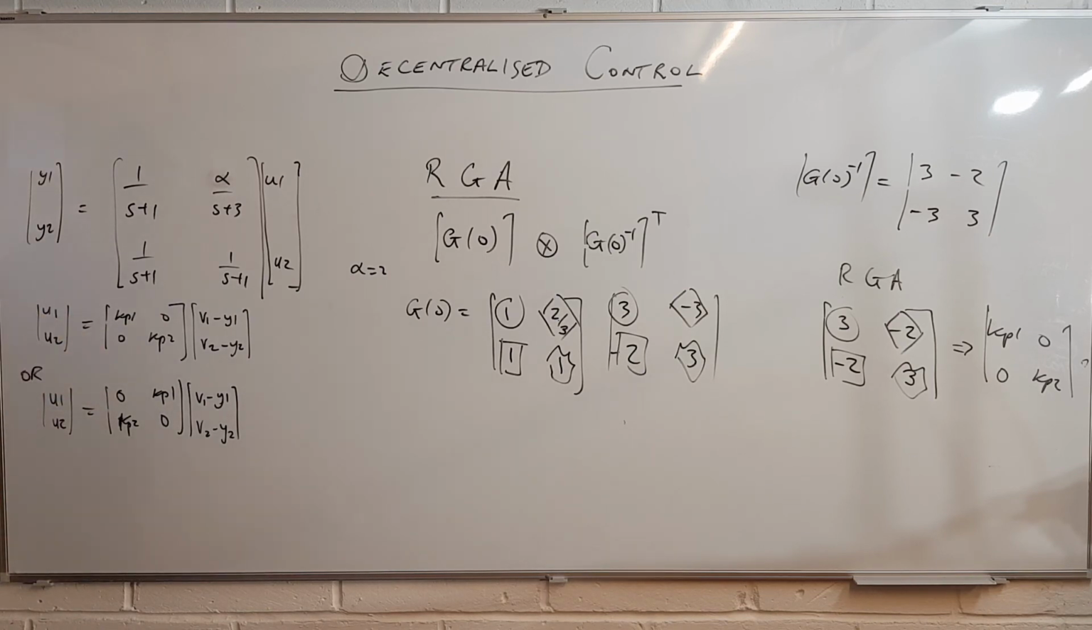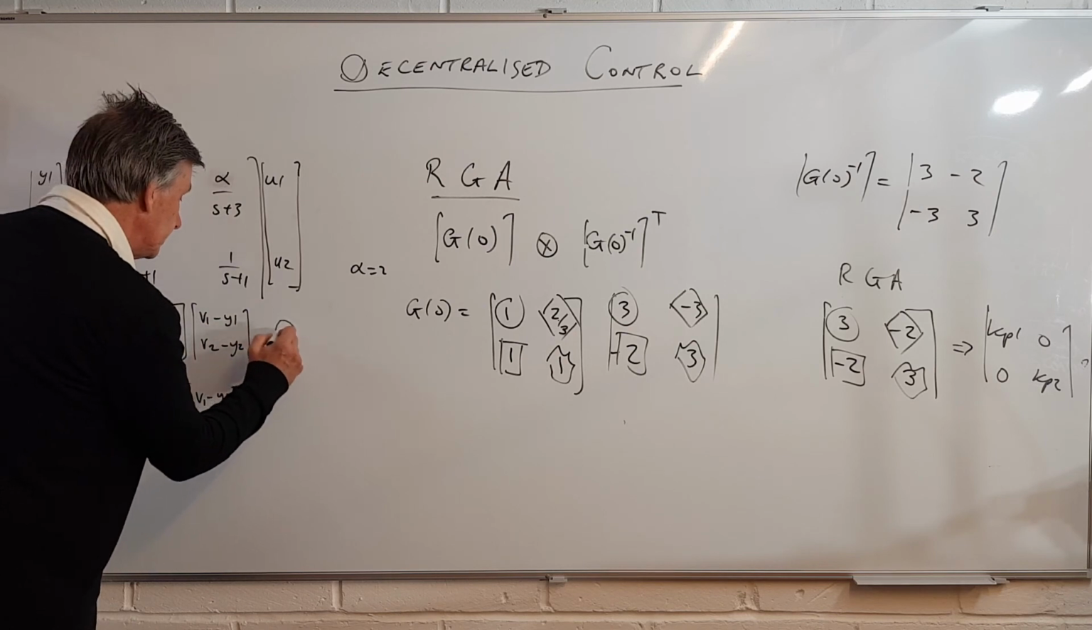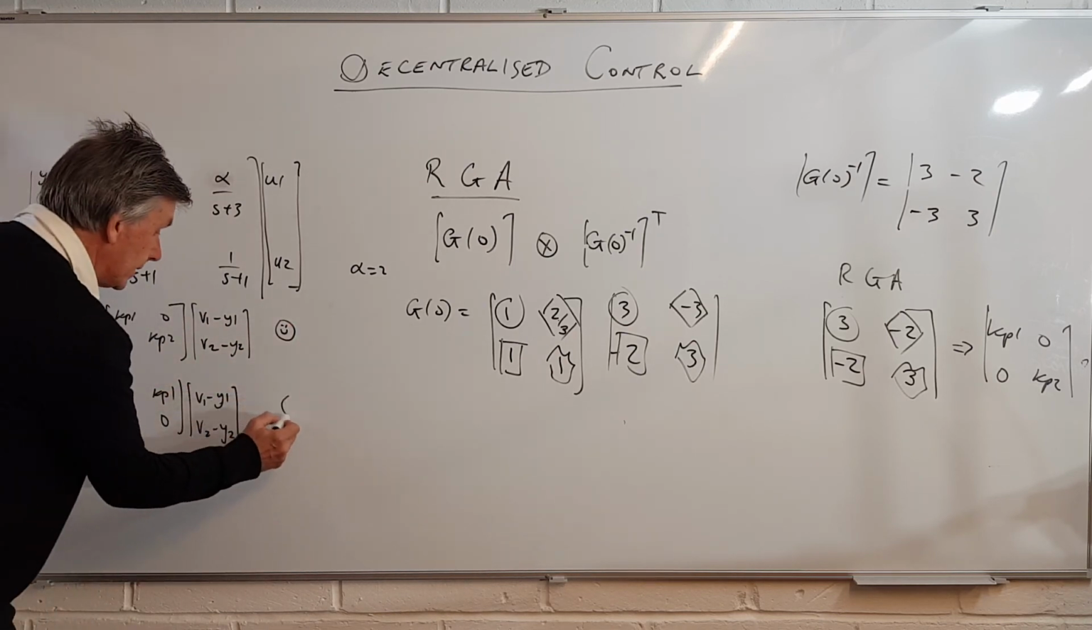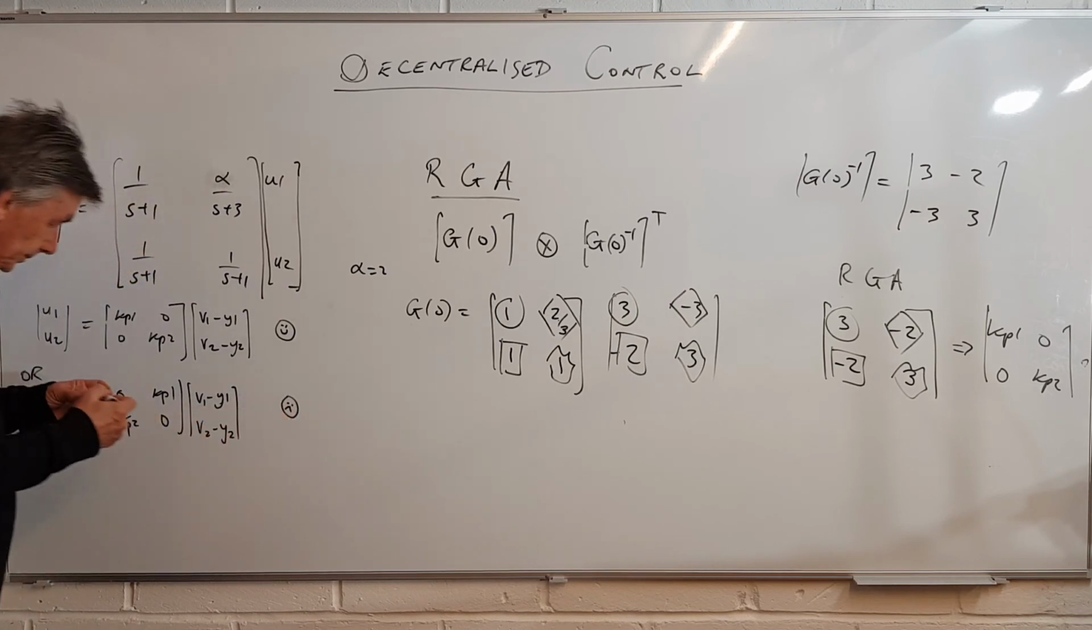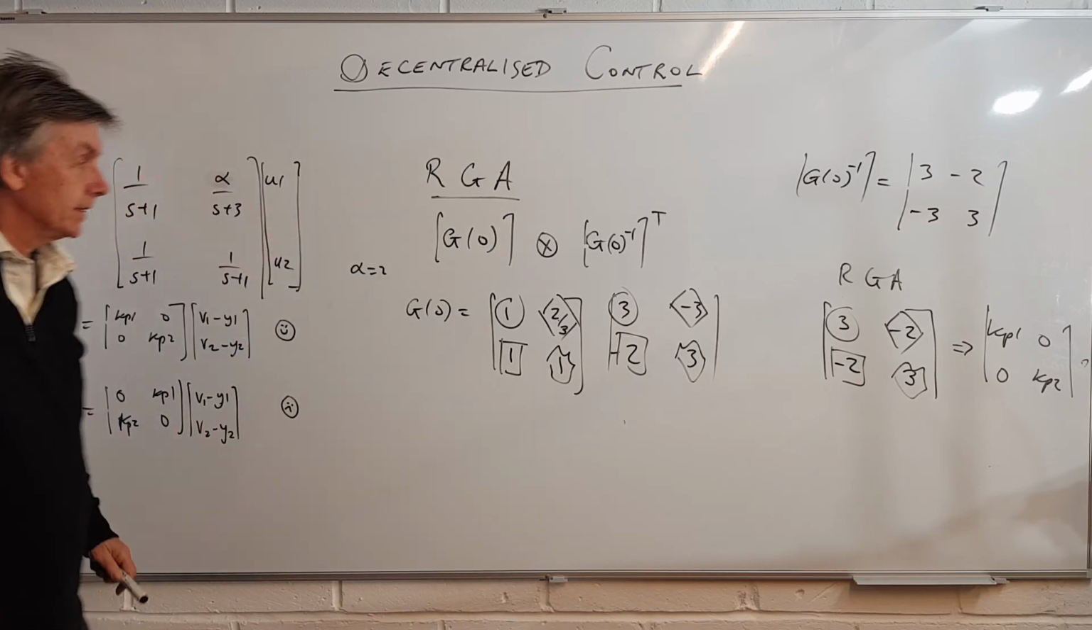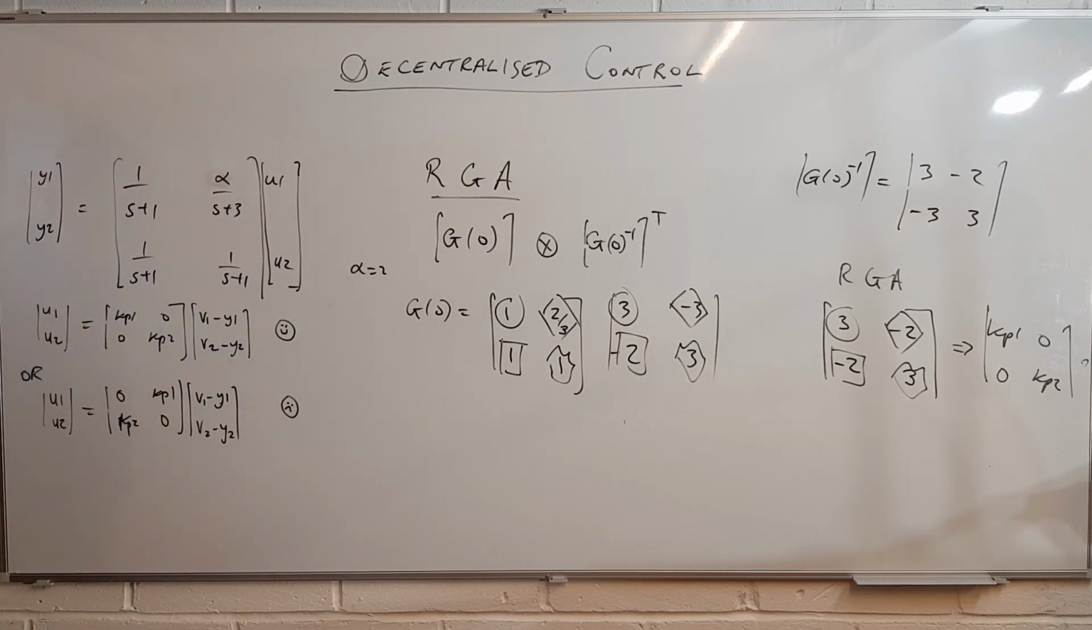So in this particular case, we have an option between two controllers. This one would work, so that would be good. But this one definitely wouldn't work, so that would be bad. And this is how we can use the relative gain array to determine which decentralized controller to use.